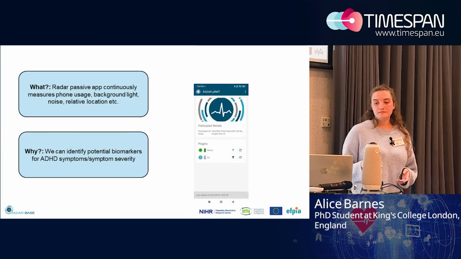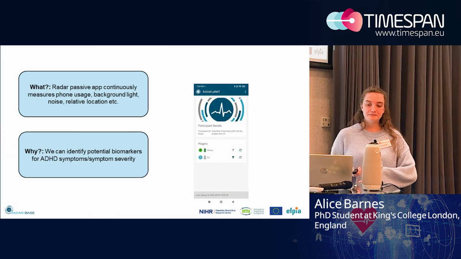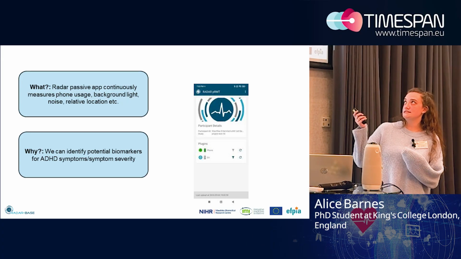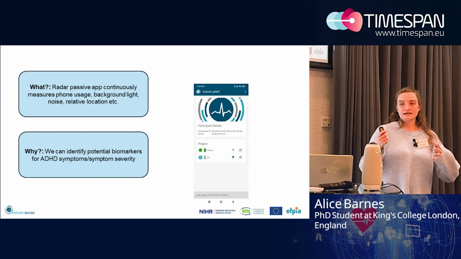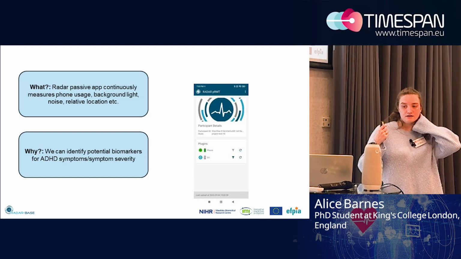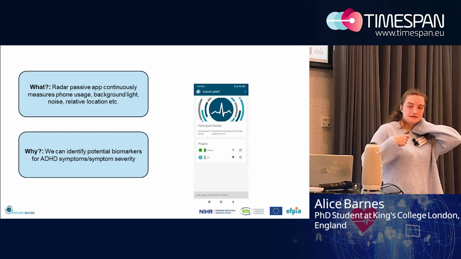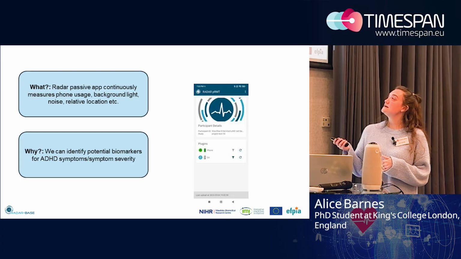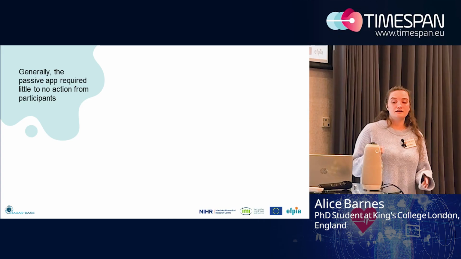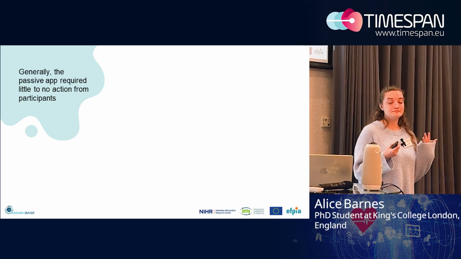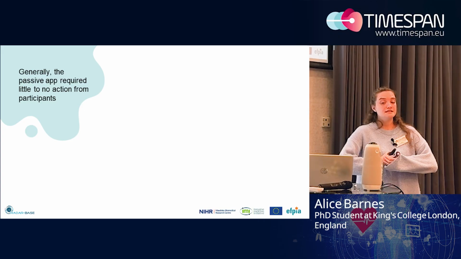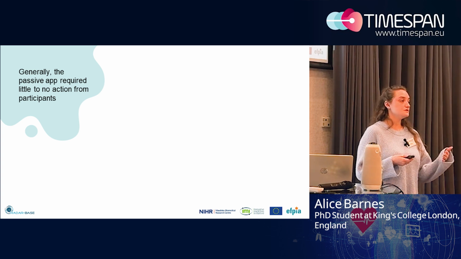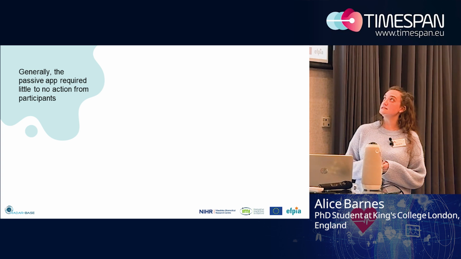And then the final app that I will go through is the passive app. I won't go into too much detail about what it is because Amos has already spoken on that, but essentially it collects background data. That's background phone usage, background light, background noise. And this is largely passive for participants. Generally, participants didn't have to do anything, which was good. It was one less burden.